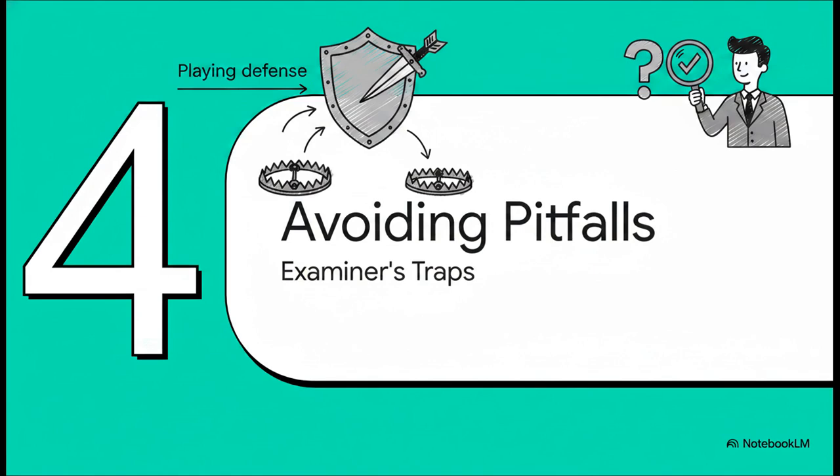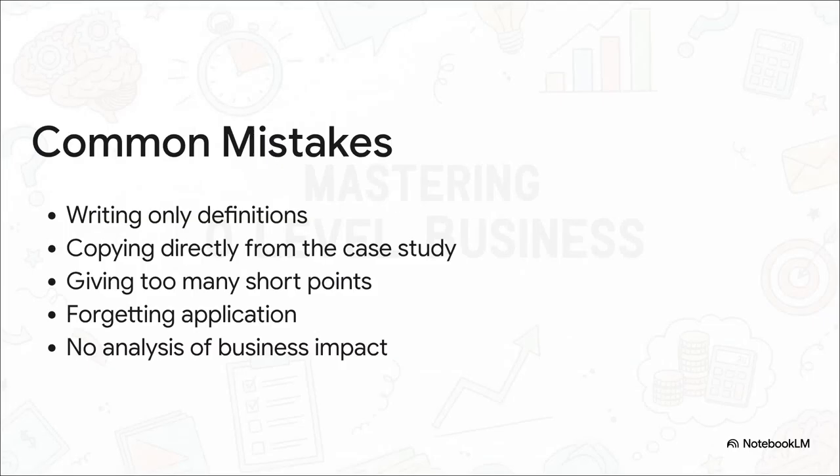All right, let's play a little defense in Section 4, avoiding common pitfalls. We do not want to fall into the examiner's traps. Let's rapid fire through these deadly pitfalls so you can mentally cross them off your list. Writing only definitions? Don't do it. Copying straight from the case study without adding your own insight? That is a massive trap. Throwing down a bunch of short points on a Type 1 question instead of writing 2 deeply developed paragraphs? That'll cost you. And of course, forgetting to apply to the scenario or leaving out the business impact entirely. Avoid these, and honestly, you are already way ahead of the pack.